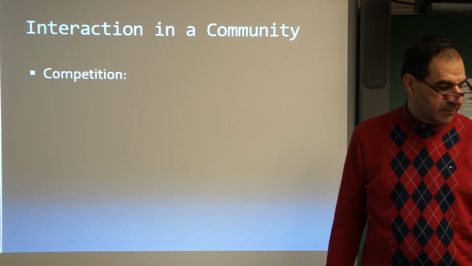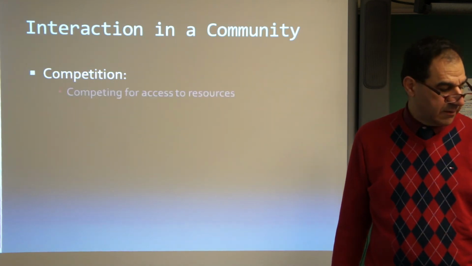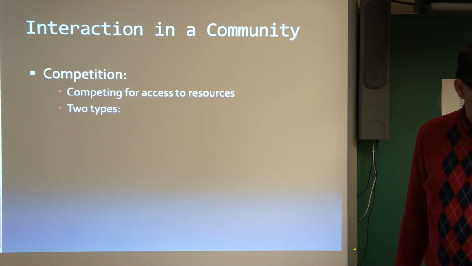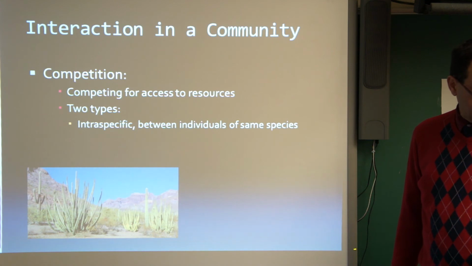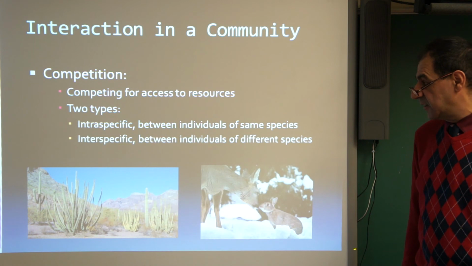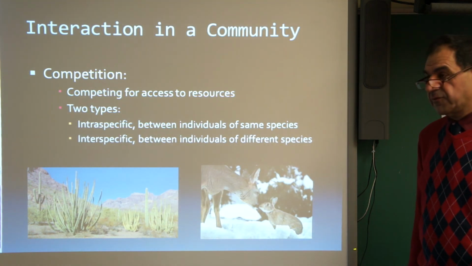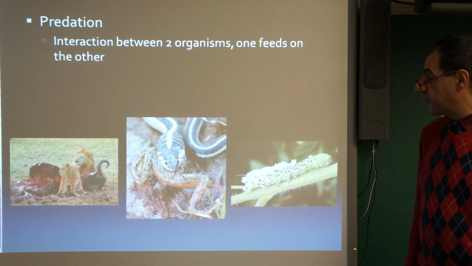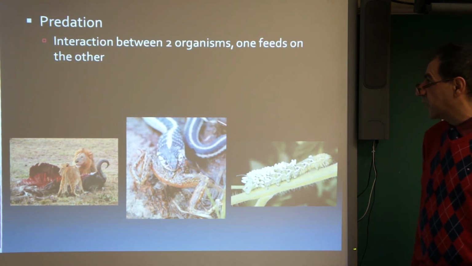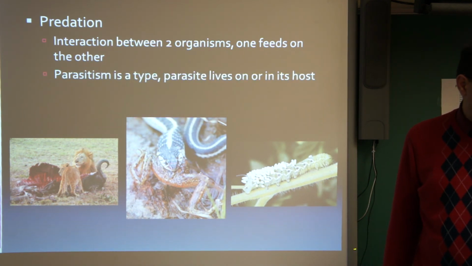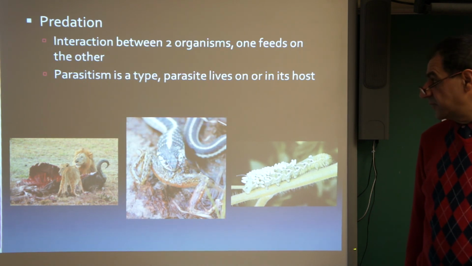Final concept in this chapter is interaction in a community. Competition, competing for access to resources. There are two types. Competition that occurs between individuals of the same species, which is intraspecific, and competition between individuals of different species, which is called interspecific. Predation is the interaction between two organisms where one feeds on another. Parasitism is a specific type of predation where the parasite lives on or in its host.